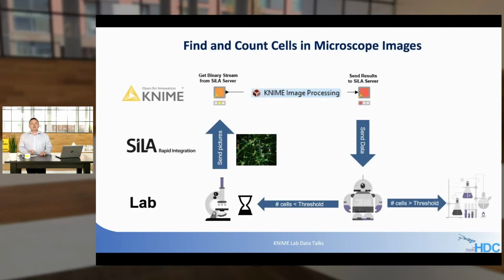How does this look? We have three different layers. The lower layer is the lab, where the work really happens. Then we have the SiLA layer for interconnecting, and we have the Knime layer to evaluate the data.